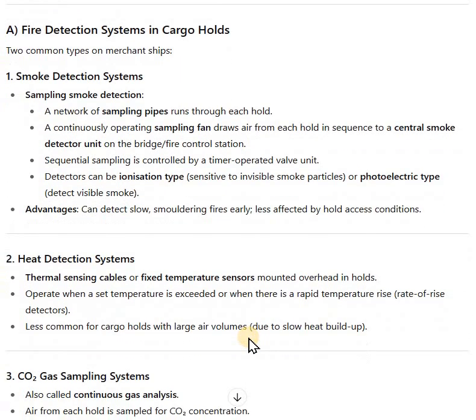Fire detection systems in the cargo hold: smoke detection systems, that is sampling smoke detection, a network of sampling pipes run through each hold. A continuously operating supply fan draws air from each hold in sequence to a central smoke detector unit on the bridge or the fire control station. Sequential sampling is controlled by a timer operated valve unit. Detectors can be ionization type or photoelectric type. Advantages: can detect slow smoldering fires easily, less affected by hold access conditions.